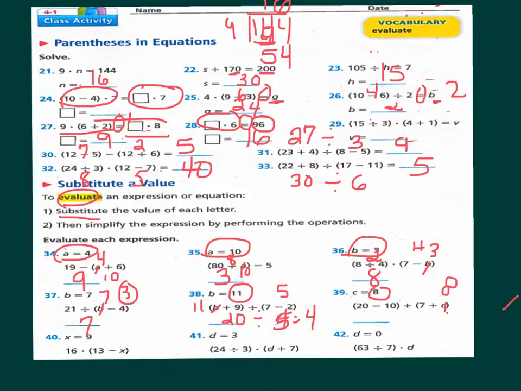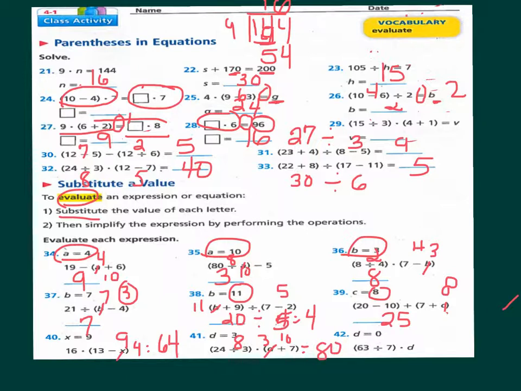Miss Belsey's got to make her pages a little bit bigger, doesn't she? And X equals 9. 13 minus 9 is 4. And what is 16 times 4? 64. I'm going to substitute D with 3. So 24 divided by 3 is 8. 3 plus 7 is 10. So 8 times 10 is 80.